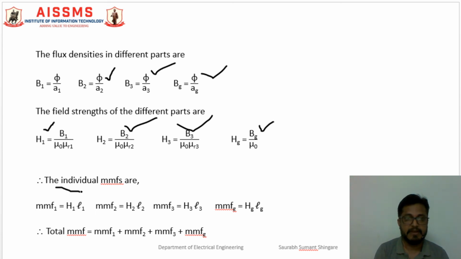Therefore, individual MMFs are: for part 1, MMF 1 is H1 into L1. MMF 2 is equal to H2 into L2. MMF 3 is equal to H3 into L3. And MMF G is equal to Hg into Lg. That is MMF for part 1, MMF for part 2, MMF for part 3, and MMF for air gap.